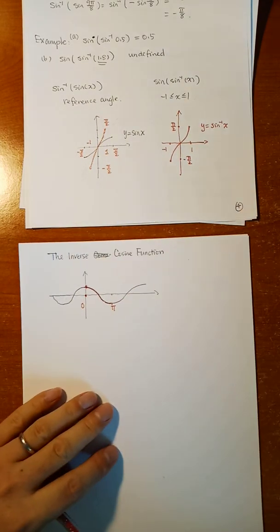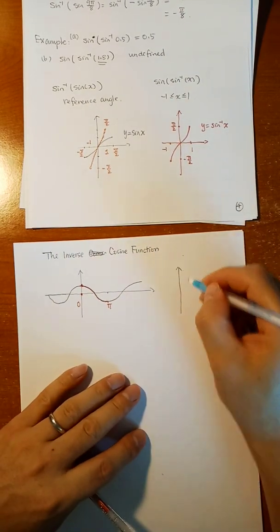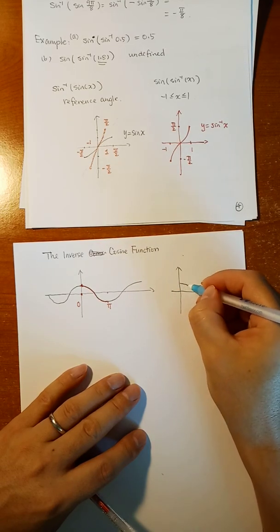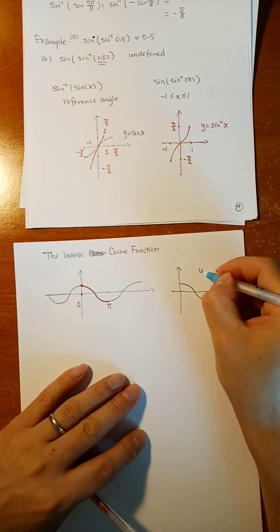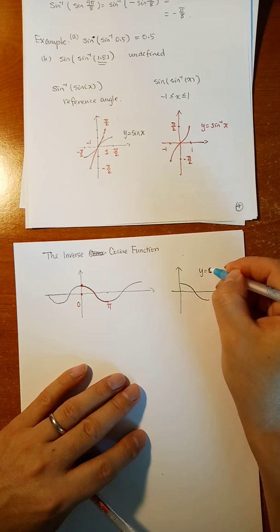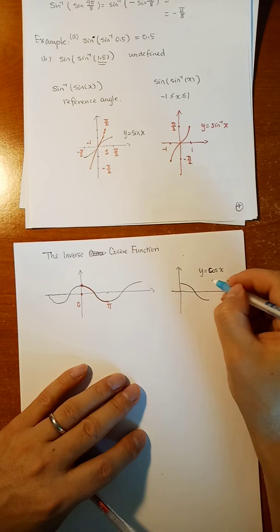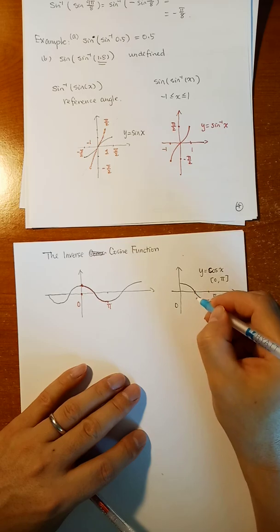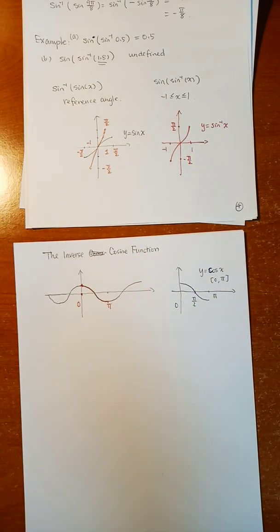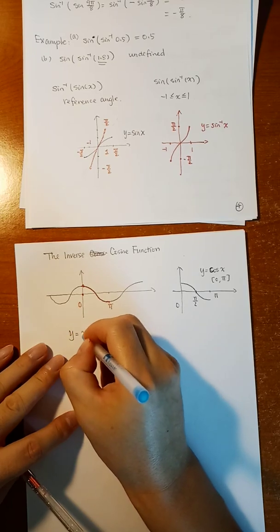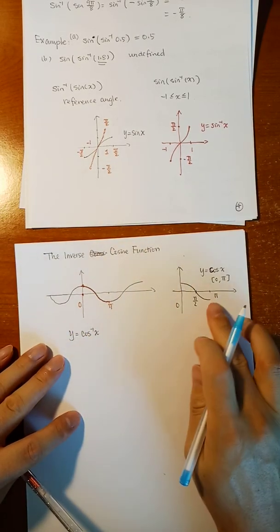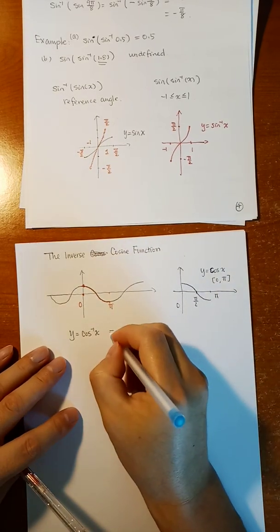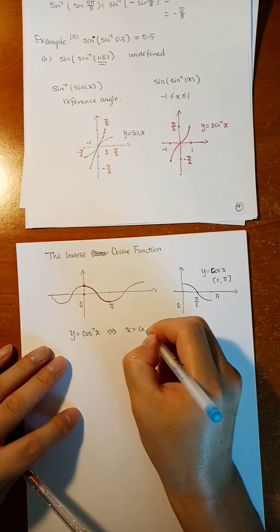We choose this piece, cosine x over the domain 0 to pi. This piece is a 1-to-1 function. Over this domain, the function is 1-to-1. So y is cosine inverse of x. It's the inverse function of this 1-to-1 function. It just means x is equal to cosine of y.